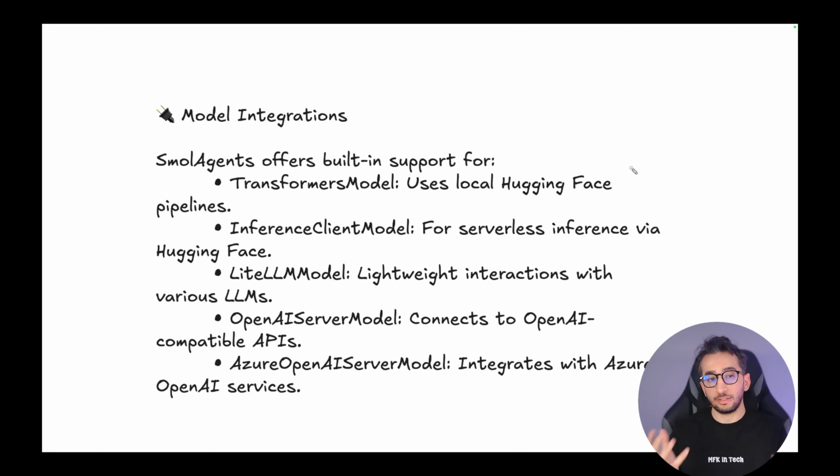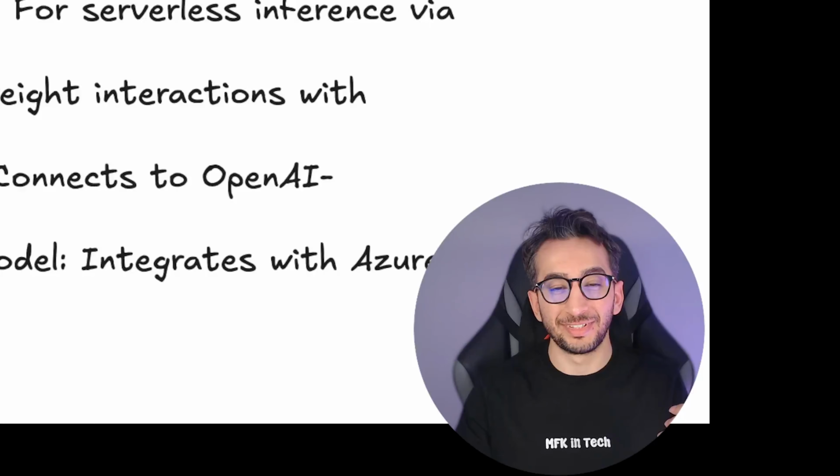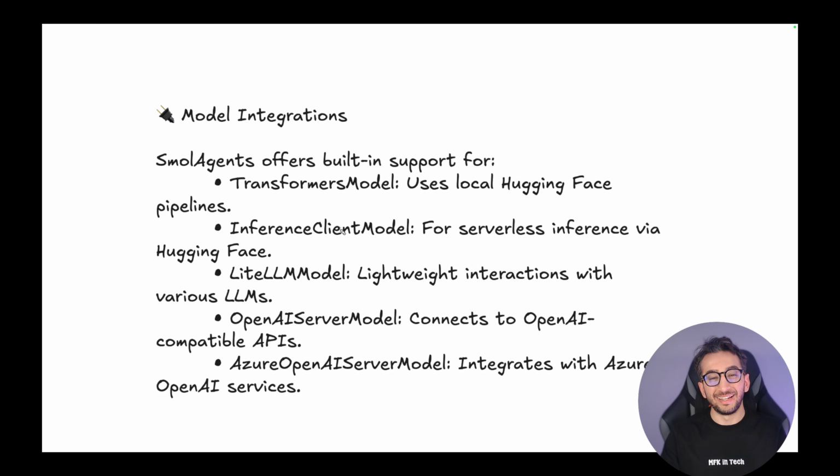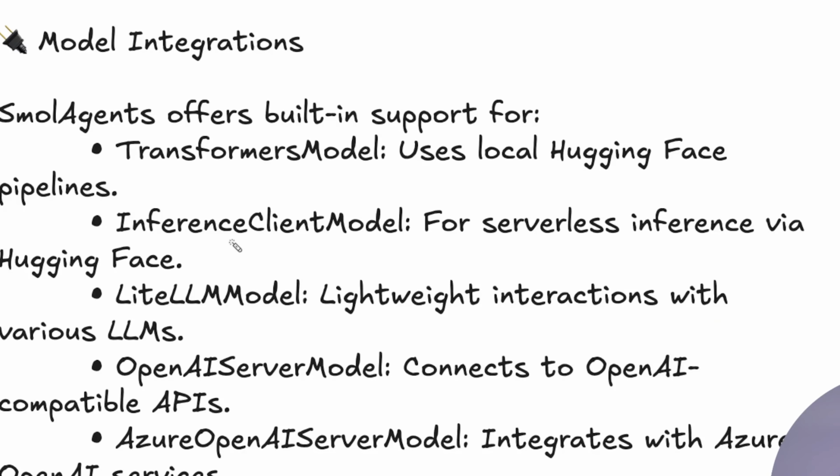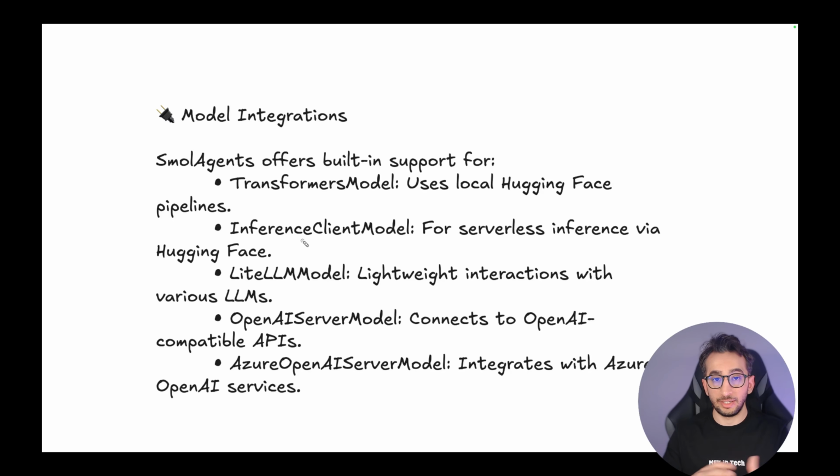So, model integration. Smol Agents has a lot of integrations. Like I said, it can use a lot of LLMs with the LiteLLM model. And we have the transformers model. We talked about the transformers architecture in the previous video, and pipelines, if you are into it. And we will use the inference client model for serverless inference via Hugging Face. You need an API token for that. In this video, we will cover the inference client. And if you want, you can use OpenAI and Azure OpenAI server models as well. So let's jump to the code and see what kind of things we have.